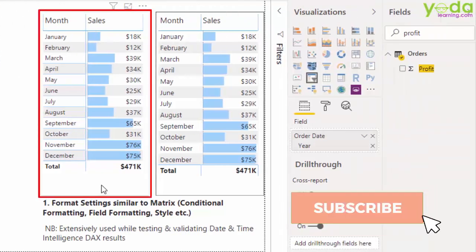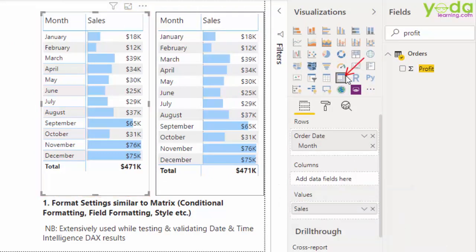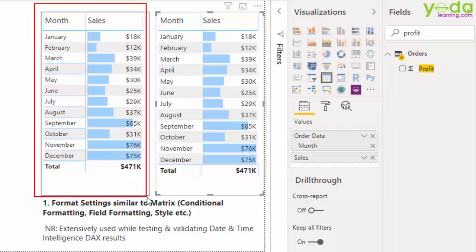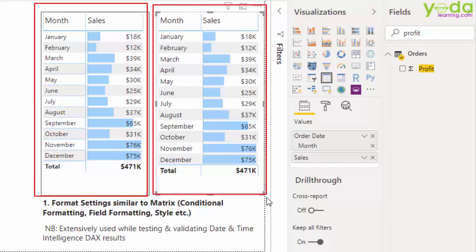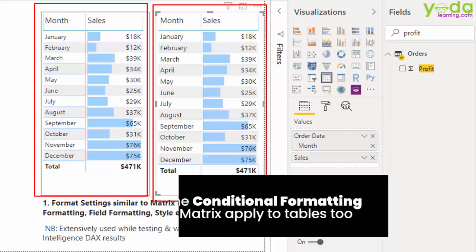So if I choose the first visual of the two, I notice that the matrix icon is activated, which means this first visual is a matrix. Next, when I choose the second visual, I realize that the table icon is active. So the first visual is a matrix and the second one is a table. So most of the conditional formatting tricks you learned in matrix applies to table also.